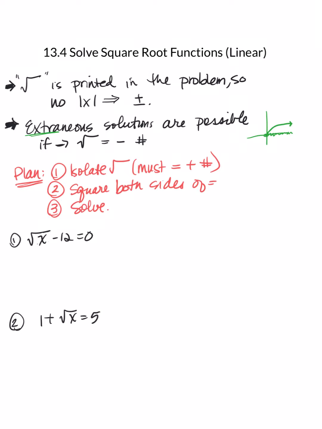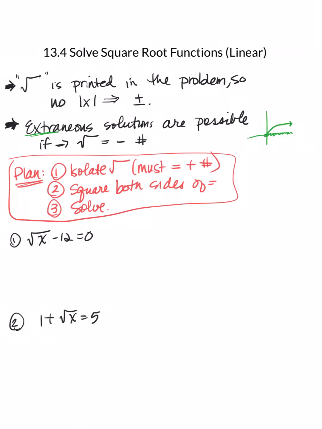So plan of attack. The way we're going to solve these is pretty basic here. We're going to isolate the square root. Remember, it must equal a positive number. That's why I put this little note here. It must equal a positive number. Then, once you've isolated it, you square both sides of the equal sign, and then you solve it. So let's try a couple of these.